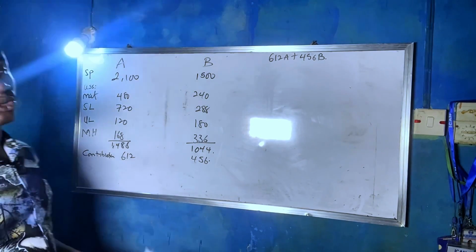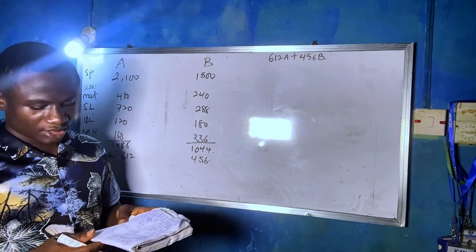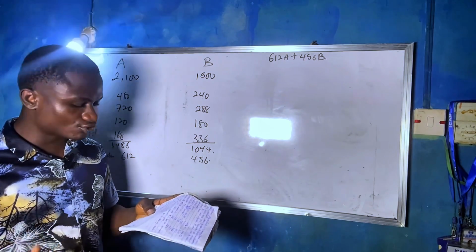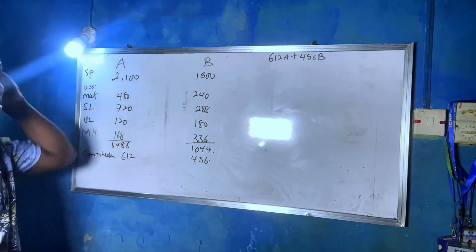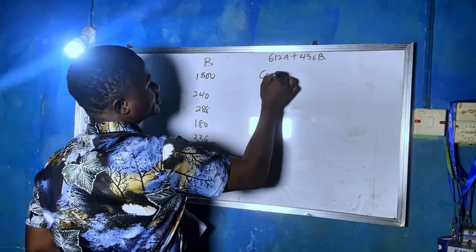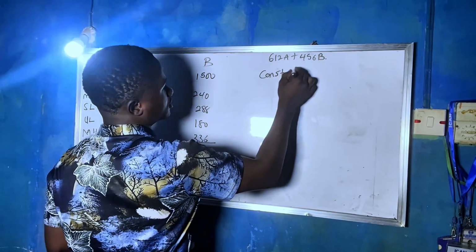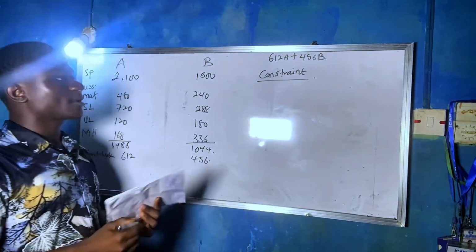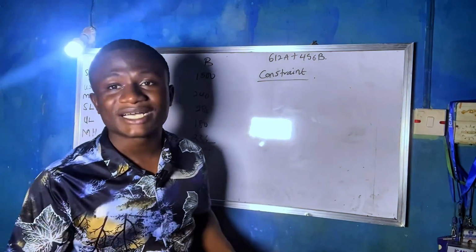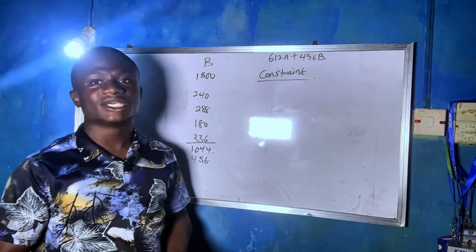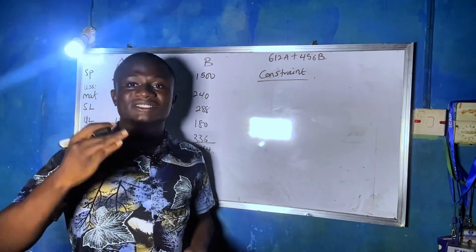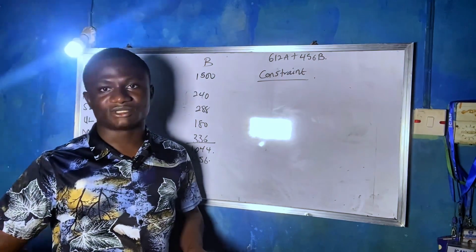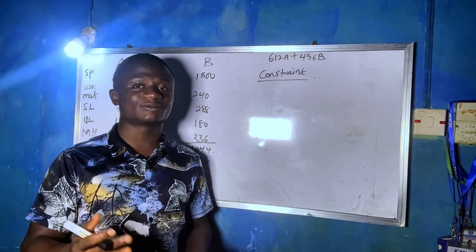The next thing they told us in this question is to identify the objective function and constraint of the model to be used in determining the optimum production plan. So let's go to identifying our constraint. One thing I want us to know very well, and the major reason why I decided to pick this question to solve, is that if you look at all the constraints given in the question, we're told that for material X, we only have 25,000 kg. That means we cannot get more than 25,000 kg. The max you can get is 25,000. We can use less than that, but we cannot use more than that.